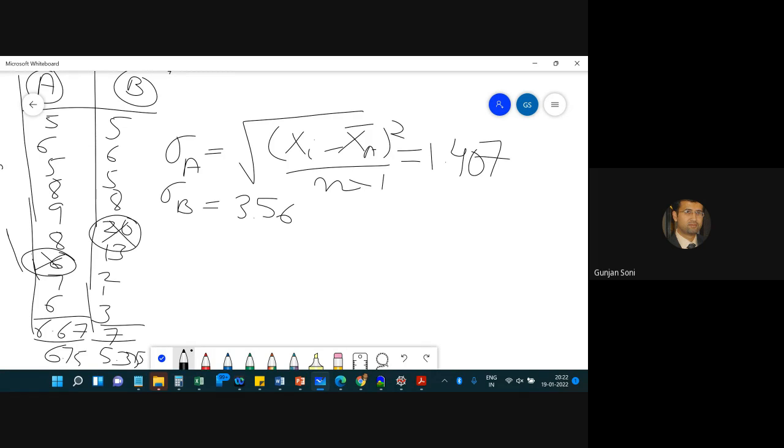Now tell me one thing, which is a better measure? Let's say mu A and mu B, and sigma A and sigma B. Which is a better measure of describing the distribution? In order to describe a distribution, for A, which is a good measure? Or let's say if I have to compare A and B, should I be now?